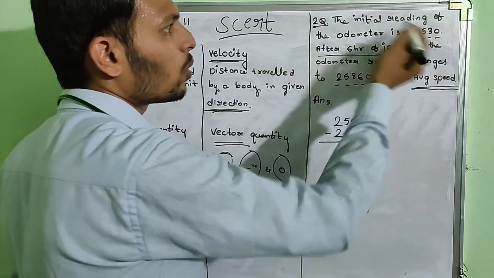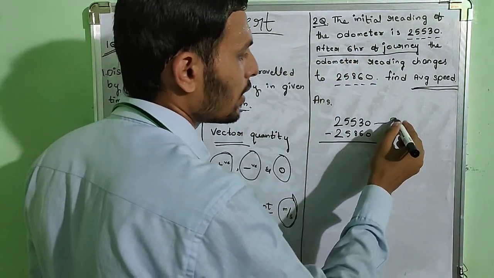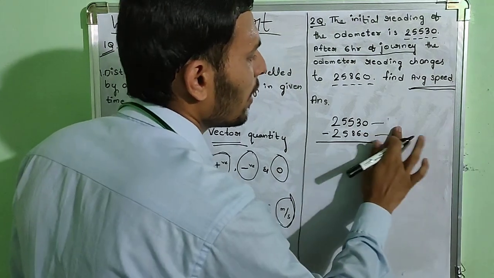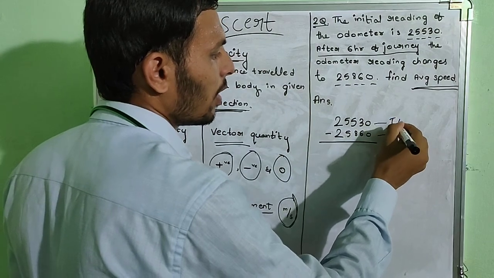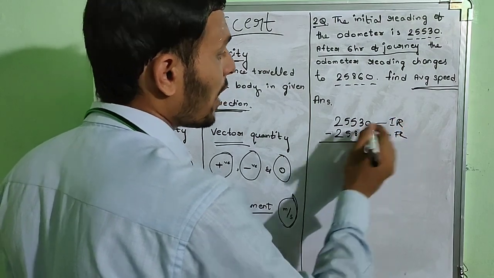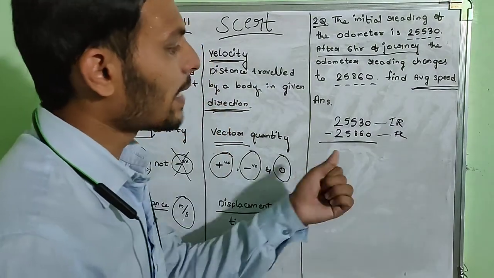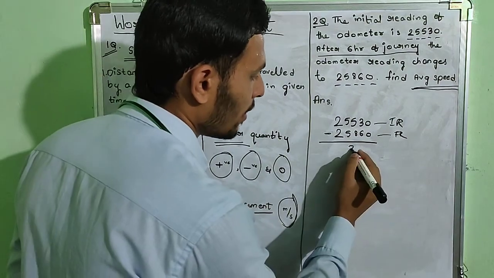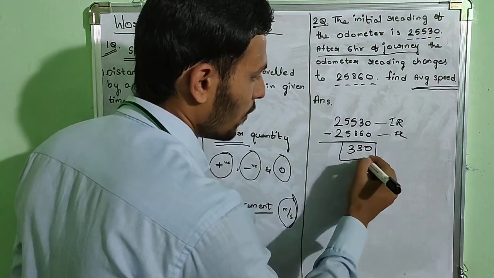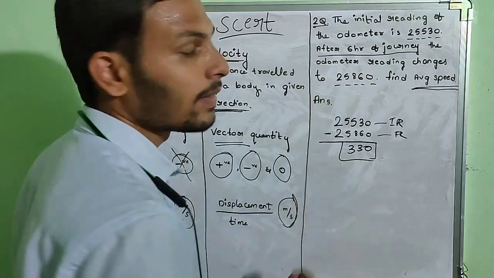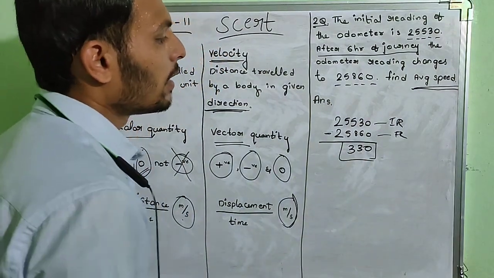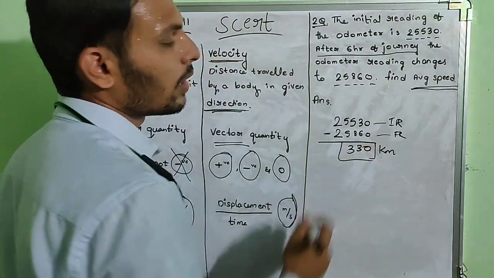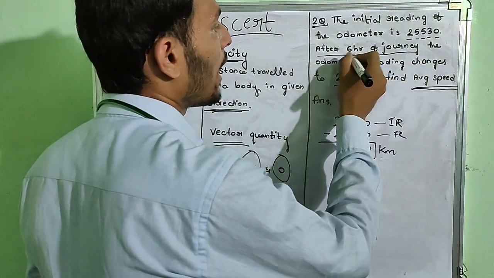To know the distance, we take the initial reading and the final reading, and find the exact distance covered. If we subtract these two, we get 330. Now we have the distance as 330 kilometers and the time as 6 hours.